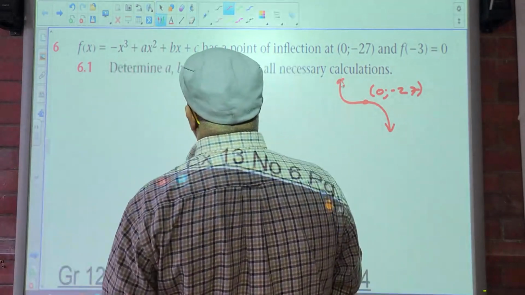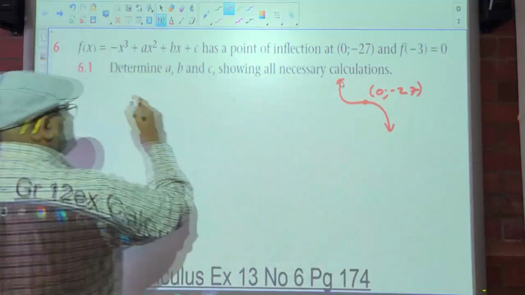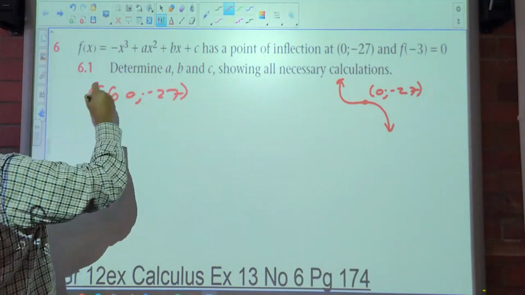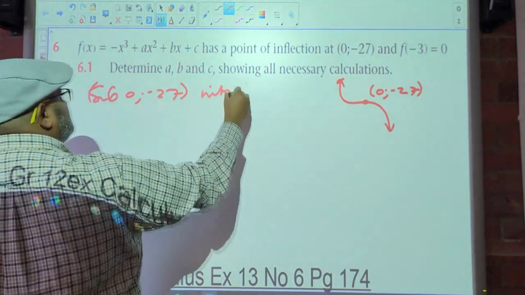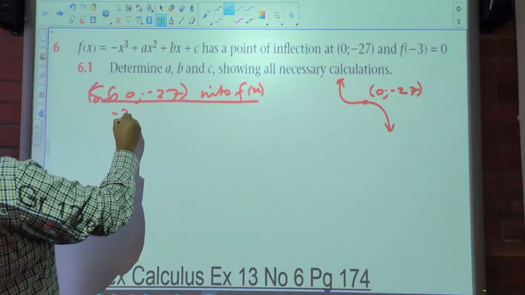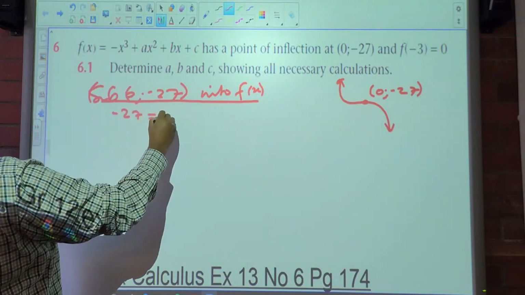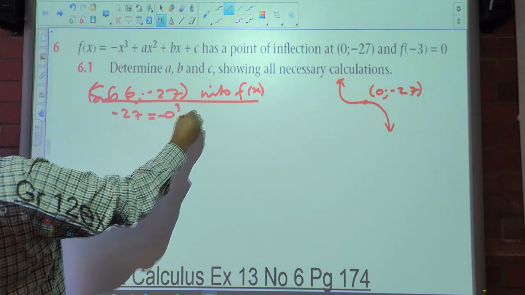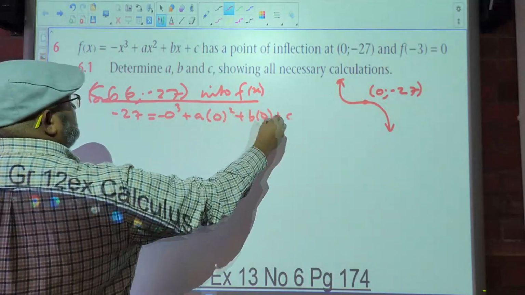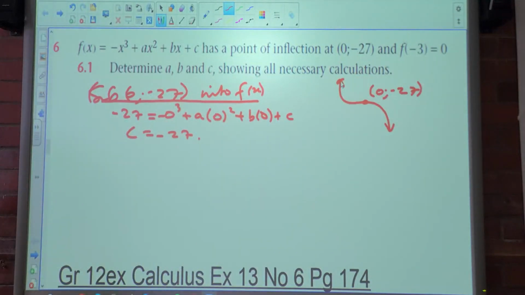So if the point of inflection occurs at that point, then we substitute 0 and negative 27 into f of x. We get the following. Negative 27 equals, wherever we see x, we put a 0. So that's simply going to be negative 0 cubed plus a times 0 squared plus b times 0 plus c, which gives me a c value of negative 27. Okay, so c is sorted.